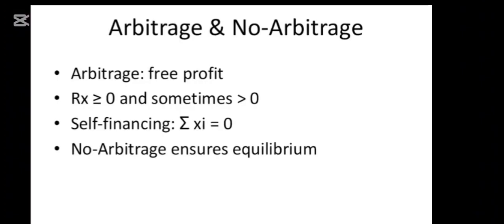Next, arbitrage and no arbitrage. Arbitrage means earning a profit without risk and without any investment. If such opportunities exist, investors would quickly exploit them in the market. As a result, prices adjust and arbitrage opportunities disappear. So the no arbitrage condition assumes that such free profit does not exist in equilibrium. This assumption is very important for deriving pricing relationships in finance.